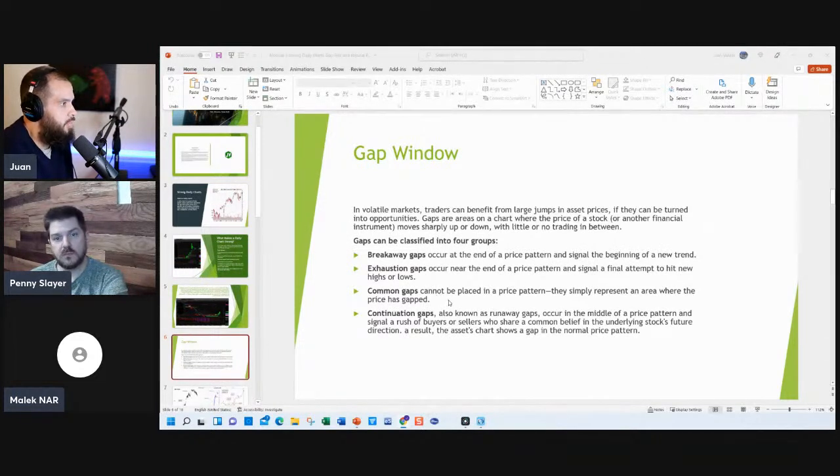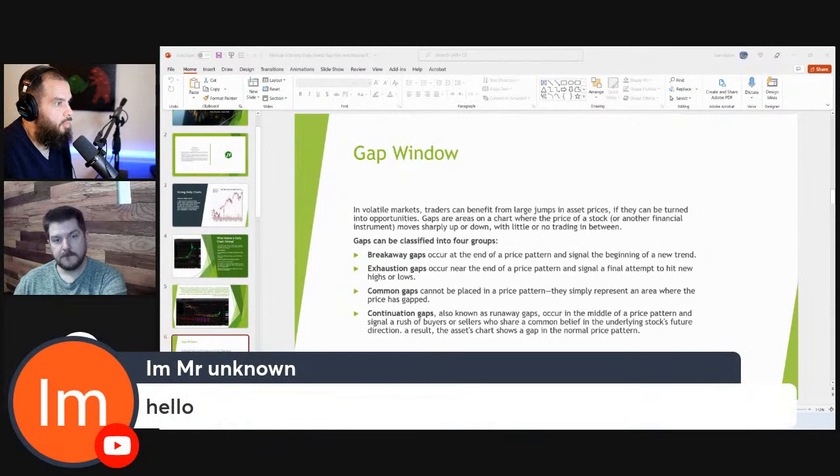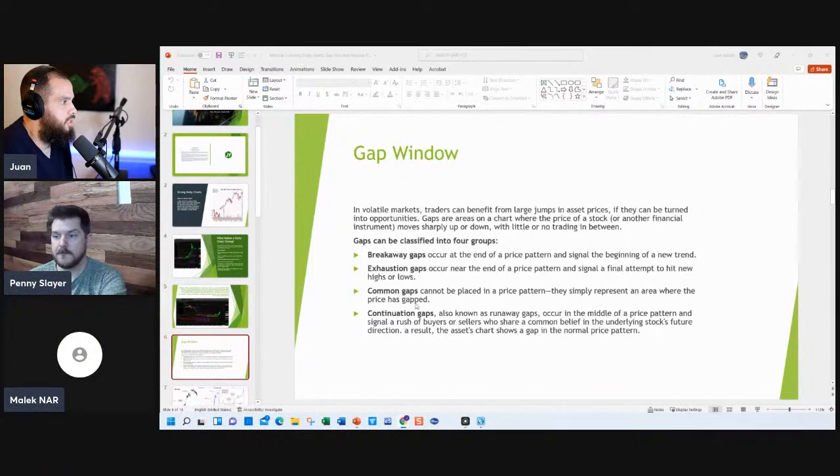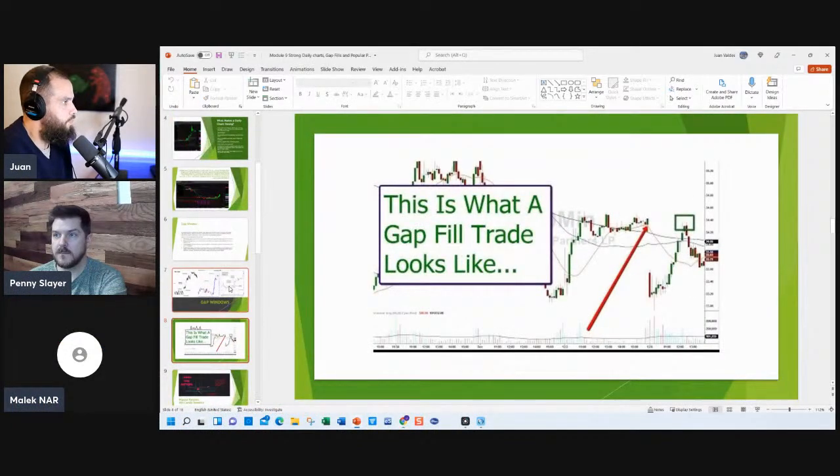And continuation gap, also known as runaway gap, occurs in the middle of a price pattern and signals a rush of buyers or sellers who share a common belief in the underlying stock's future direction. As a result, the asset chart shows a gap in the normal price pattern. And usually continuation gap is what you see most of the time.